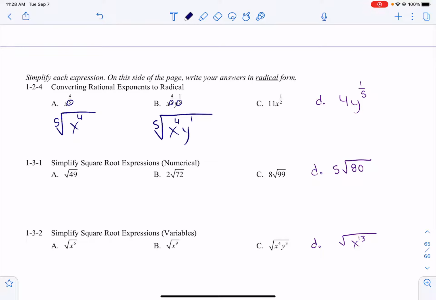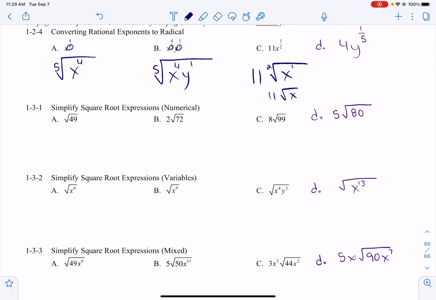Same thing. 11x to the half. Be careful because the 11 is in front by itself. The half is only with the x. So I'm going to end up with a little 2 here and a 1 there, which can be rewritten as just the square root of x, right? That 2 and that 1 you don't have to put in the problem.